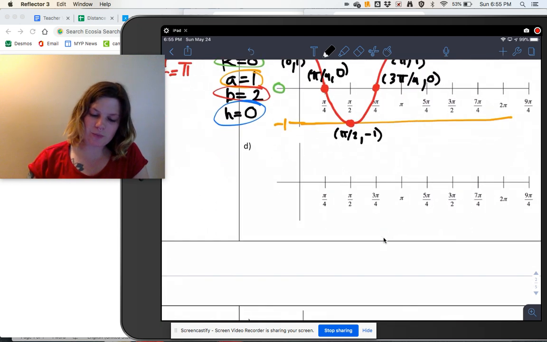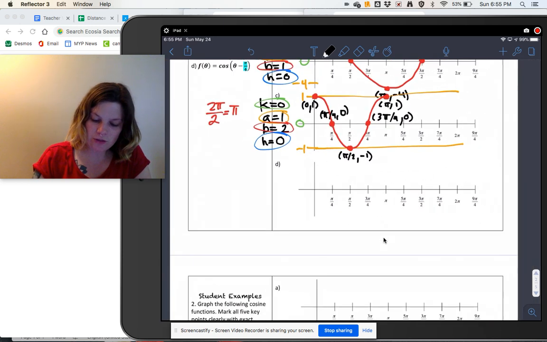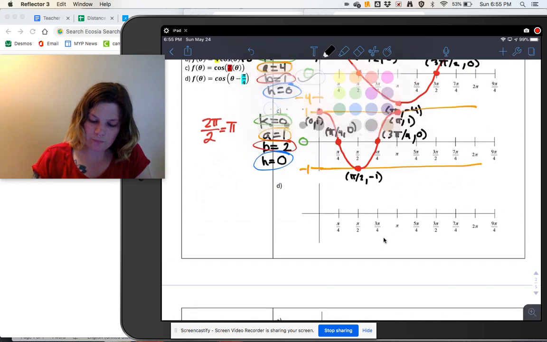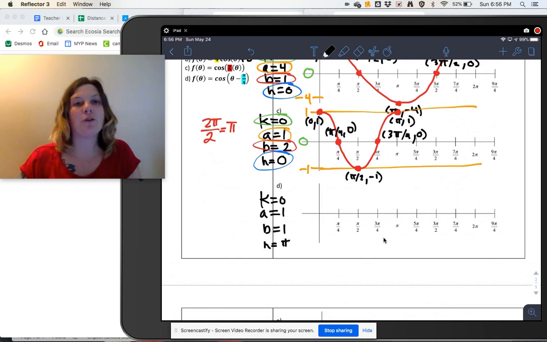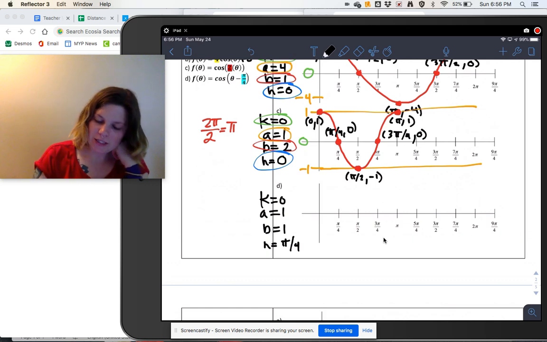So last one here, it says that the K value is still neutral. The A value is still neutral. The B value is neutral again. And then our difference here is that our H value is now pi over 4. Notice in the equation it looks negative, but it's actually positive because the general formula has a negative already. That means that value is positive. All right, so let's start.